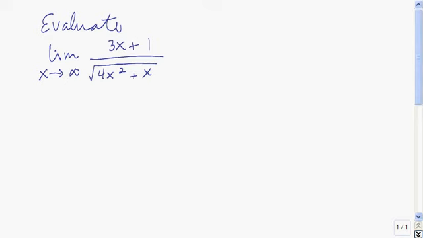In this video, I'm going to show you a few examples of evaluating limits as x goes to infinity. So here, let's evaluate the limit as x goes to infinity of 3x plus 1 divided by the square root of 4x squared plus x.